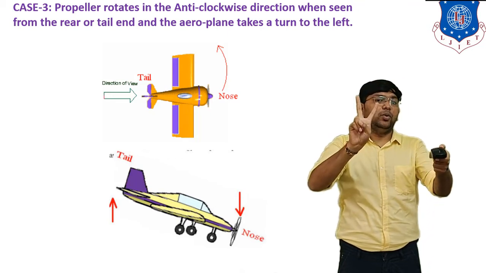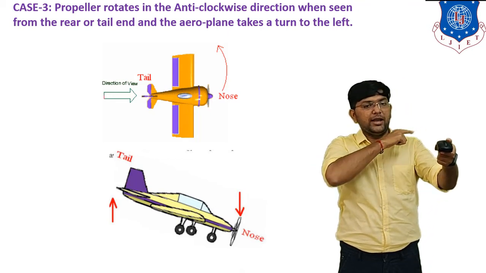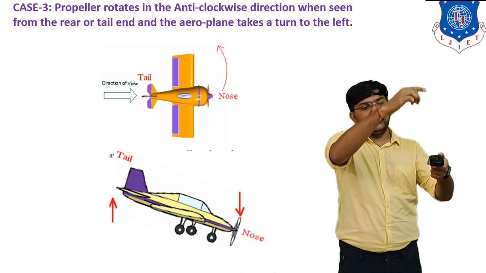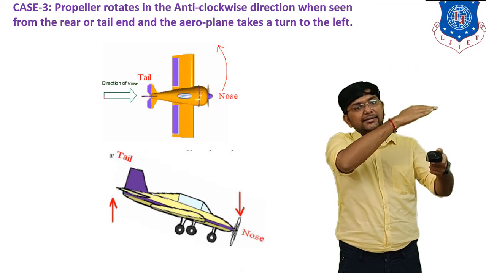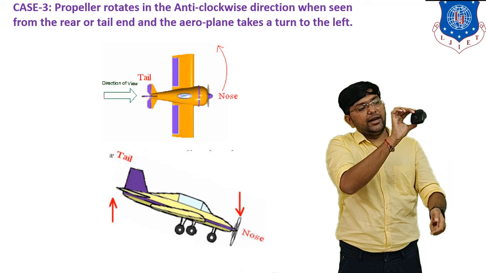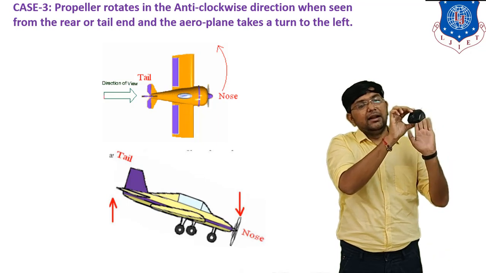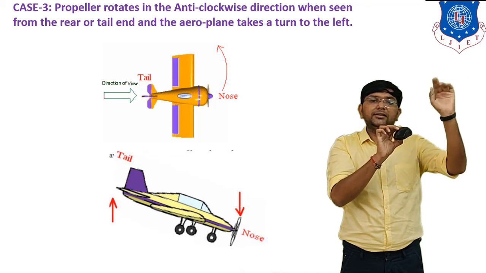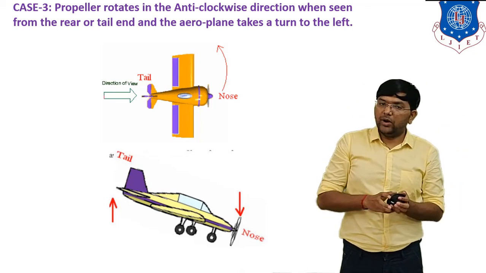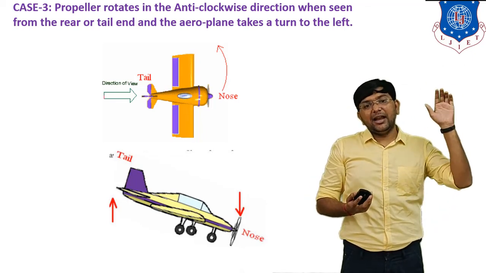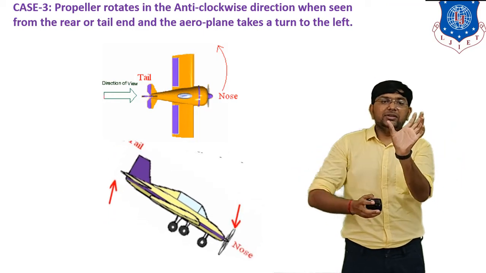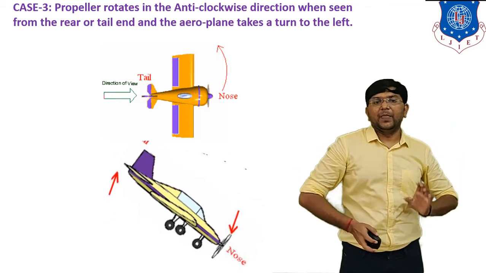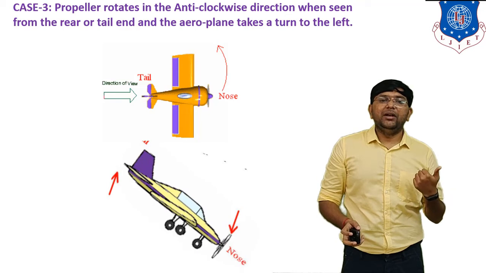Now again we have two vectors. The first vector is in the backward direction, the second vector is in the upward direction. So the resultant force is like this. Clear? So the body tries to move in the direction of the resultant force. That means the tail end of the aeroplane tries to move in the upward direction and the nose end tries to move in the downward direction. Means raise the tail end and dip the nose end. You see this effect in this diagram. Clear? So this is the simple case 3.